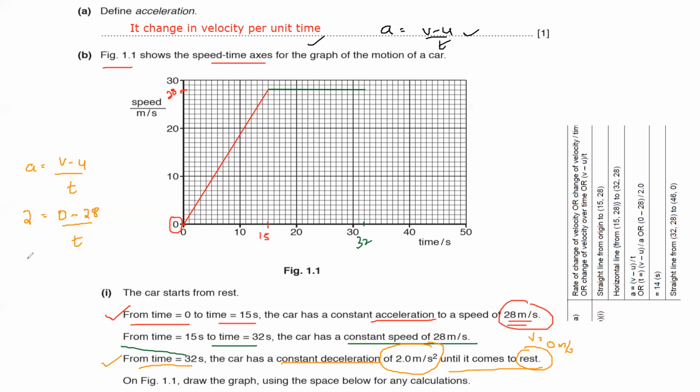When I solve this part, 2 is equal to minus 28 divided by t, or if I cross multiply, 2t is equal to minus 28. But I need t, so t is equal to minus 28 divided by 2, so it will come out as minus 14. Minus 14 or 14 seconds. So basically this car will take 14 seconds. Why are we getting a negative answer? Because the car was decelerating. But the number is important, so it means this car took 14 seconds, because a time of minus 14 does not make sense.